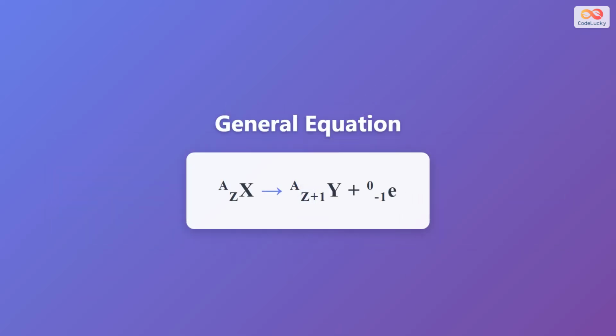The general equation for beta decay can be written using standard nuclear notation. An element X with mass number A and atomic number Z transforms into element Y with the same mass number A, but atomic number Z plus 1, while emitting an electron with mass number 0 and charge -1. This general form applies to all beta decay reactions, regardless of which specific element is undergoing the decay.